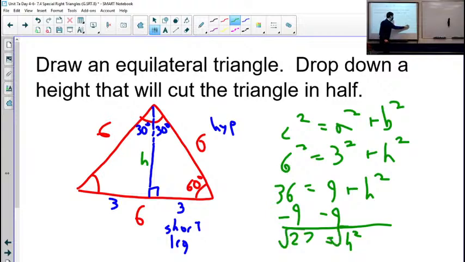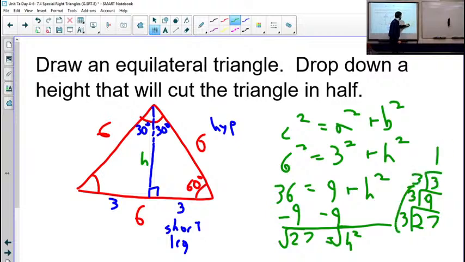Let's simplify that square root. A pair of 3's can come out of the square root, and then I have a 3 by itself that stays in the square root. So this is 3 square root of 3. So to get my long leg, here's what the pattern is going to be. To get my long leg, I'm going to take that short leg, which is 3, and multiply it by square root of 3.